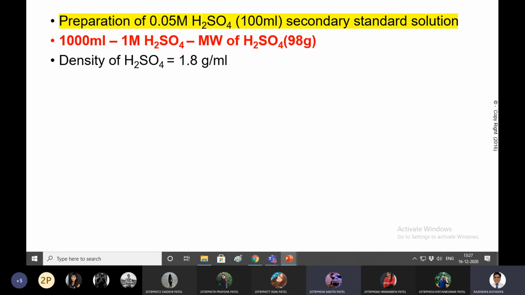Density equals mass upon volume. So volume equals mass upon density. So 98 upon 1.8.